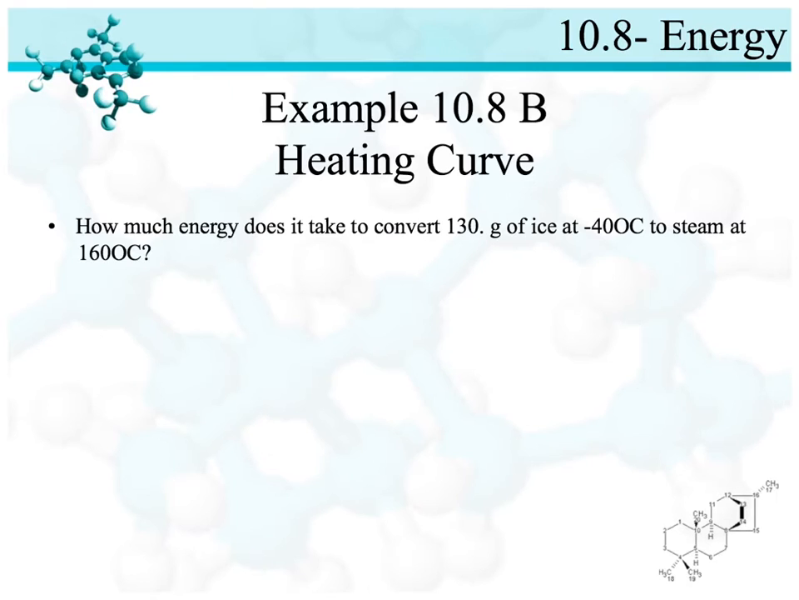Let's see what that looks like. How much energy does it take to convert 130 grams of ice at negative 40 degrees Celsius, it's not 400, to steam at 160 degrees Celsius. So here we go. Let's kind of draw our curve first. We start at negative 40. Now since this is water, we know that it's going to 0.